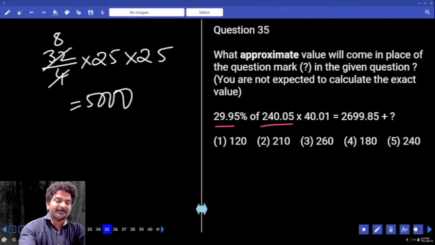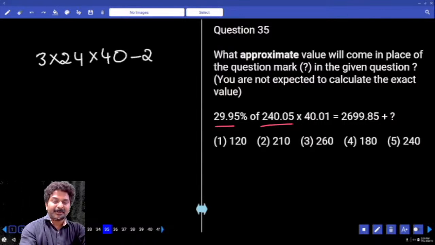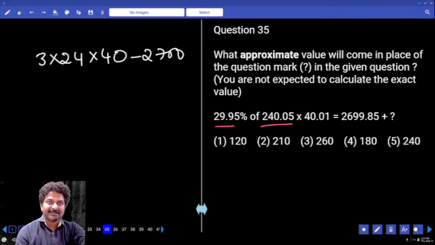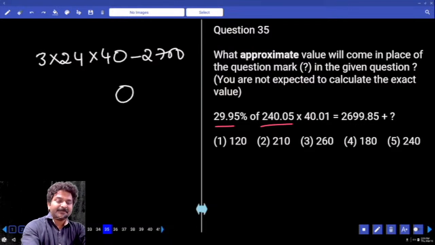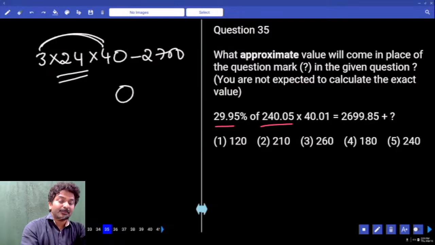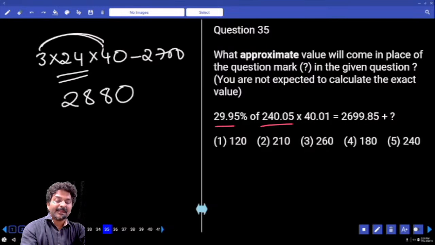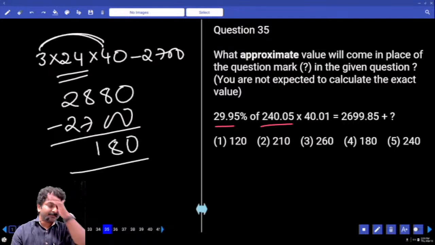30 percentage of this number. Can I take it as 3 into 10 percentage? 10 percentage is 24, into 40. Right hand side number 2700 comes to left hand side. Is that okay? Right. 40 has 0. I'll write 0 first. 3 into 4. I'll treat 24 as 2 into 12. 3 into 4, 12. 12 into 12, into 2. 288. From this you need to subtract 2700. Answer 180. Over.